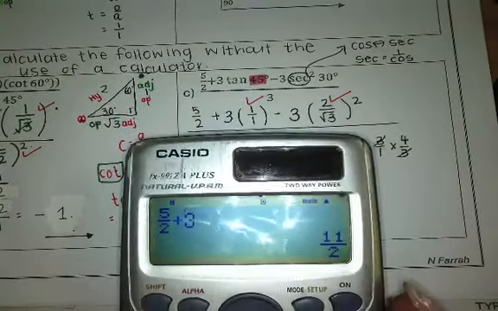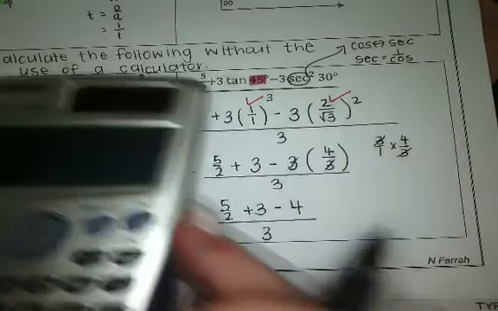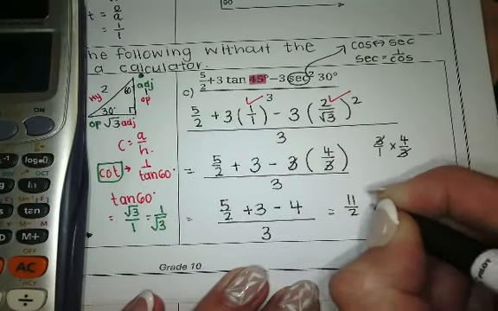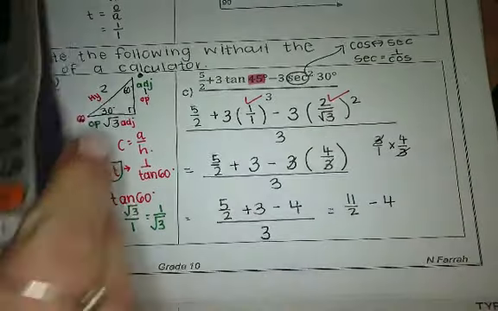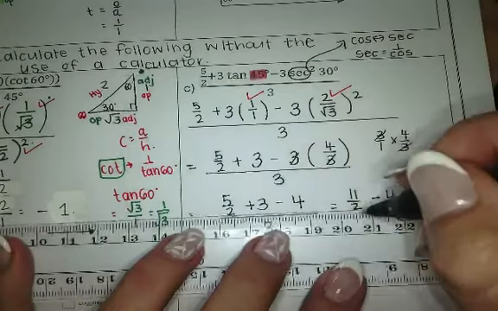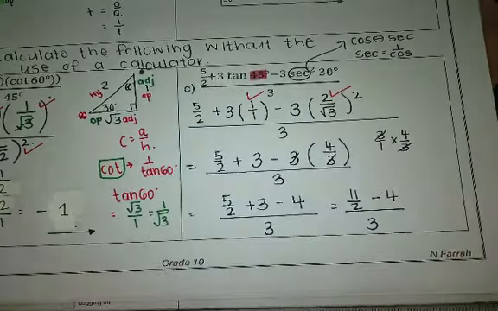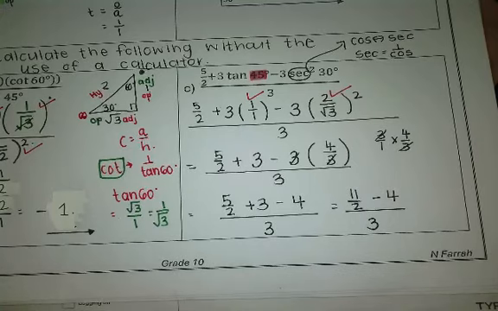Okay, right, so section, hey? 5 over 2 plus 3 is 11 over 2. Okay, minus 4 divided by 3. I will give you more space in your test.